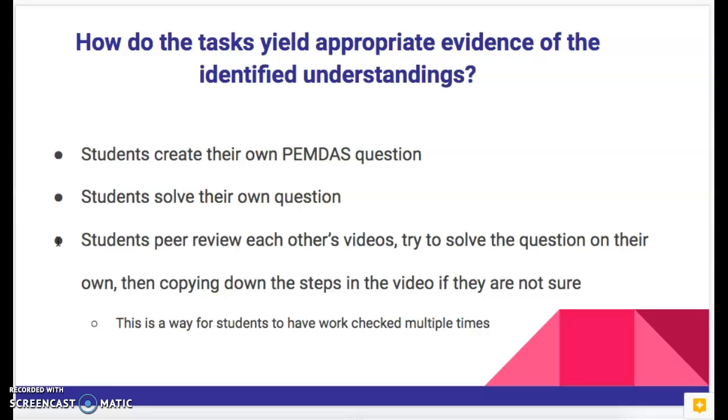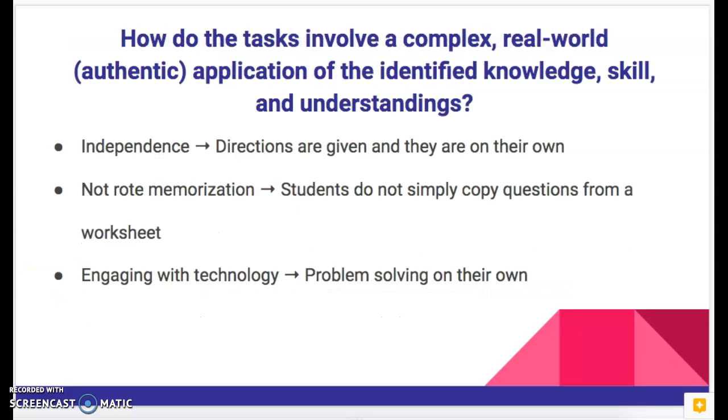What I had them do was pause the video when the first initial question came up and see if they could solve it on their own. And if they were stuck, then they would go and copy down the steps in the video if they were not sure how to move forward. This way, students could have their work checked by multiple people, not just me in the end.